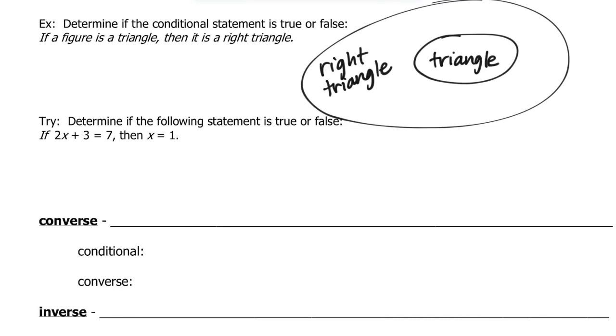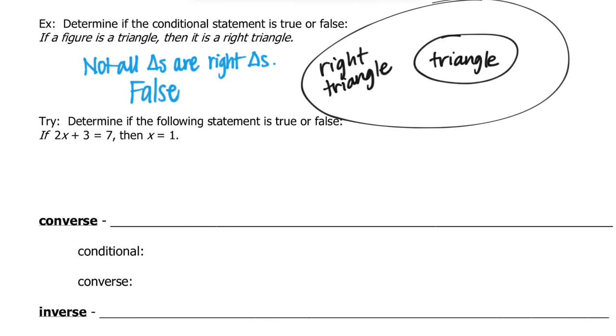But I want to show you a visual. We've got the triangle and then we've got the right triangle. Well, not all triangles are right triangles. We've got isosceles triangles. We've got scalene triangles. We have acute triangles, obtuse triangles that aren't right triangles. We can have an isosceles right triangle, but just because it's isosceles doesn't make it a right triangle either. So no, not all triangles are right triangles. So this right here would be considered false.